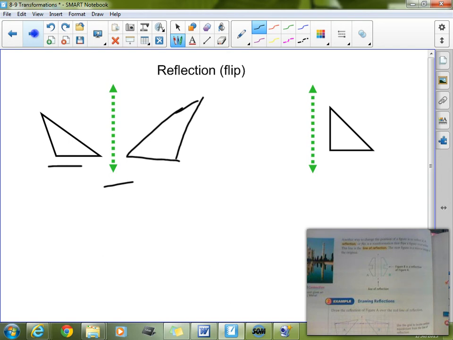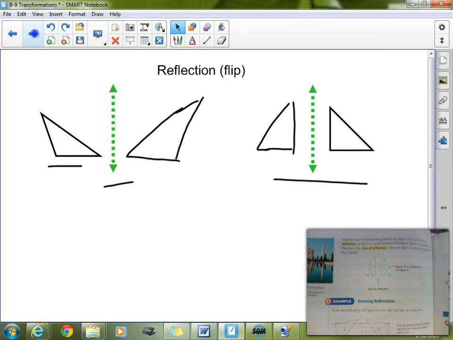Same thing over here. This one's actually going to be a good bit easier because all I have to do is line and then make a right angle. So that one's going to be a little bit better actually. So this is simply what we're talking about when we say reflection or flip. I'm just flipping it over a line of reflection.